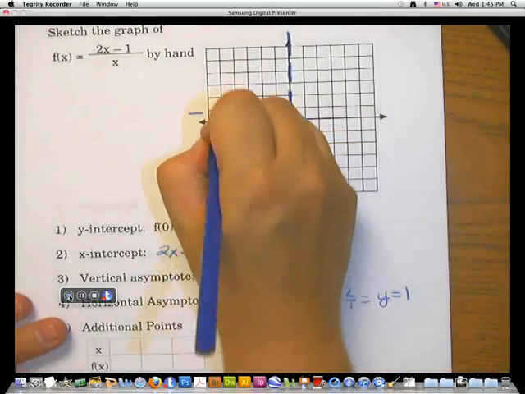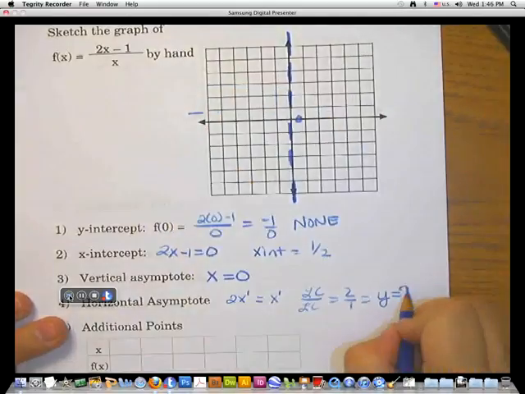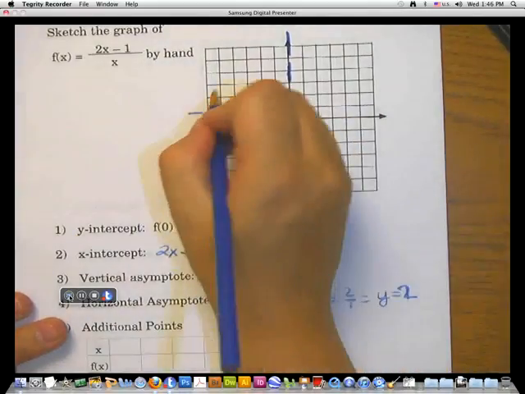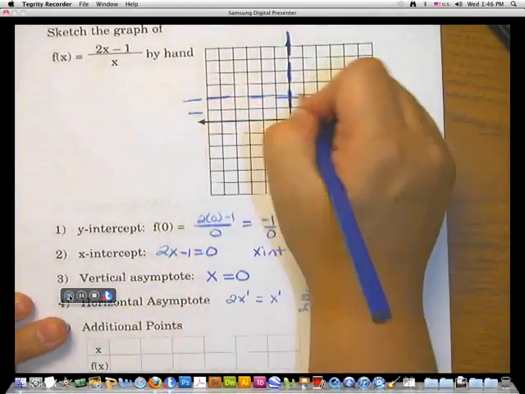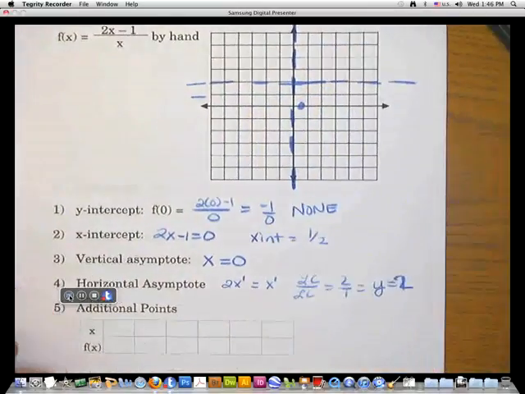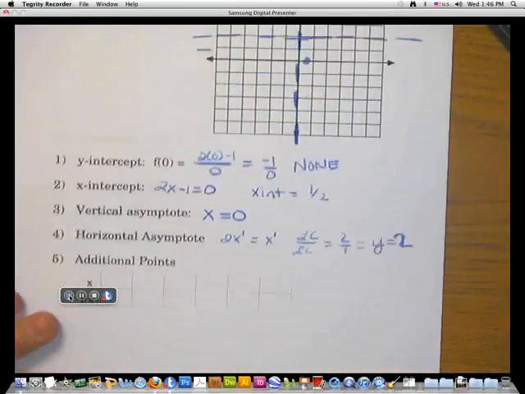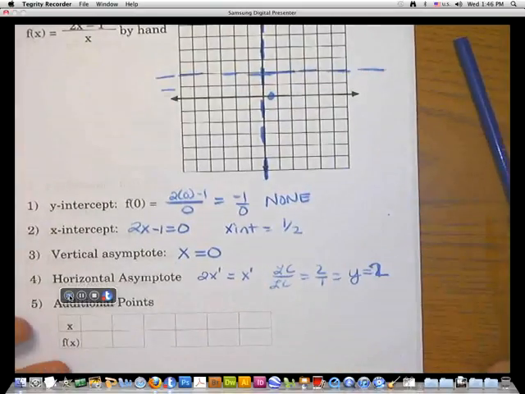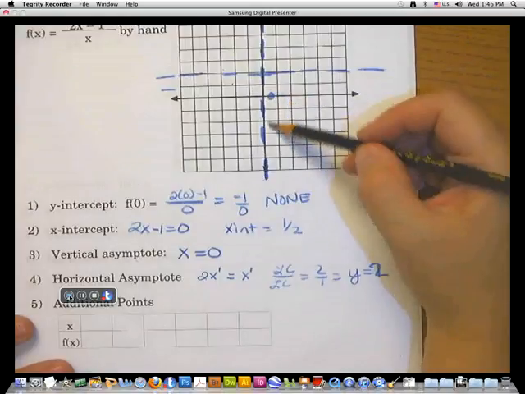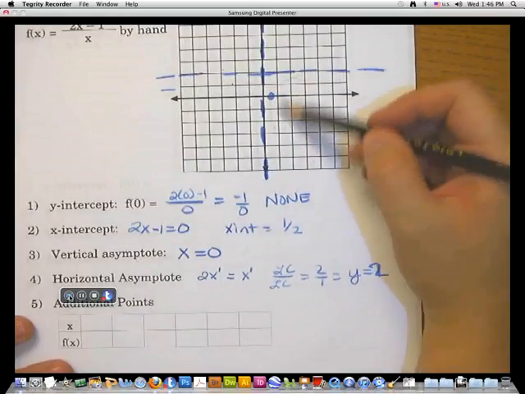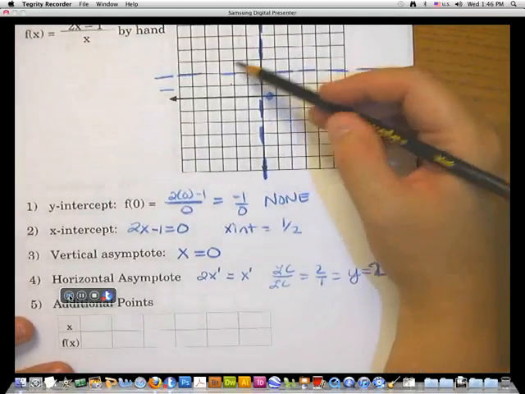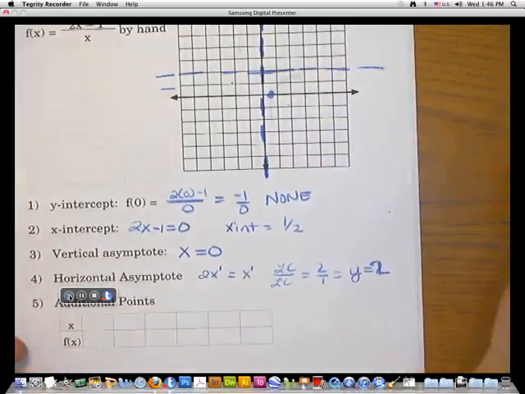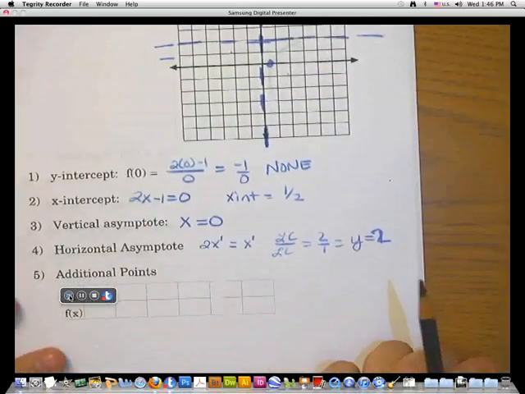So y is 2, a better number. 2 divided by 1 is 2. There we go. And then we need to find some additional points so we know how our picture is going to approach our asymptotes. More than likely, we're going to be down here in kind of this 4th quadrant and 2nd quadrant because they usually mirror each other. But we're going to pick some points anyways.